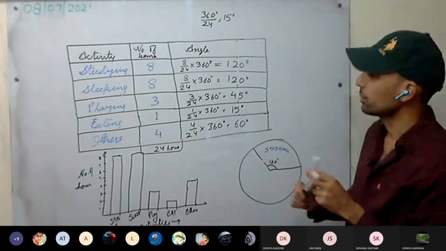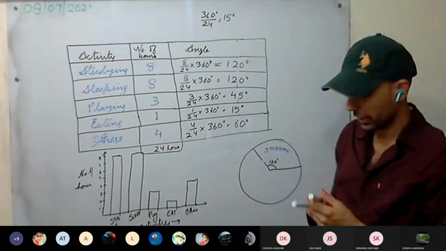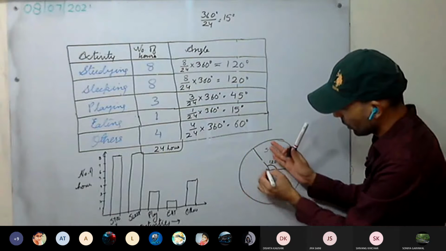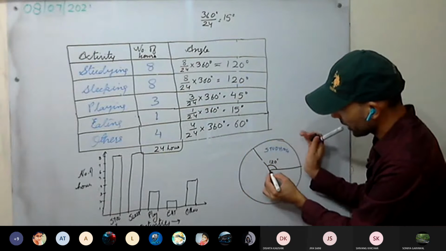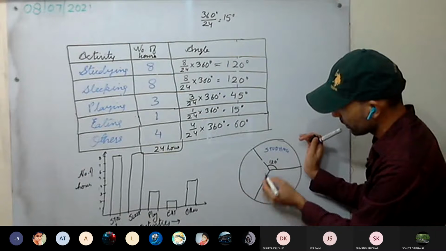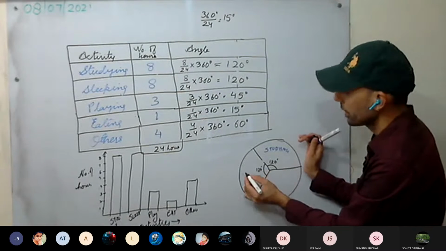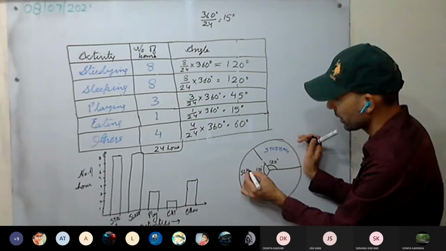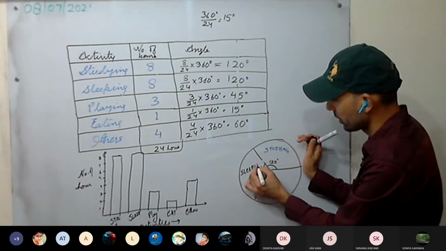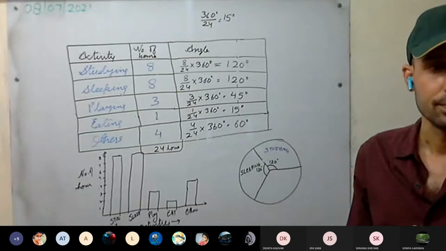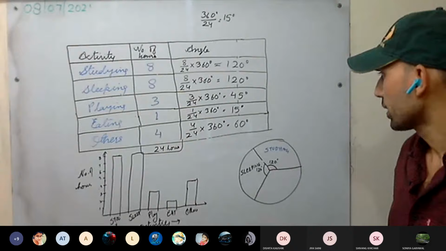Next one, sleeping, is again 120 degrees. Now take this one and use the protractor. From this line, make a 120 degree angle. This is 120 degrees. This is sleeping. Have you got this one? Yes. Have you understood this one?